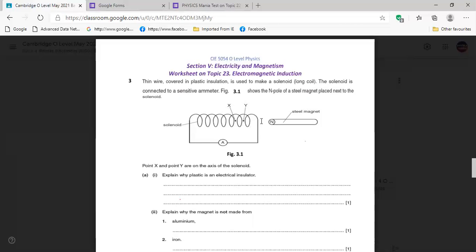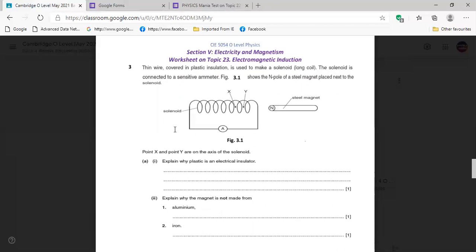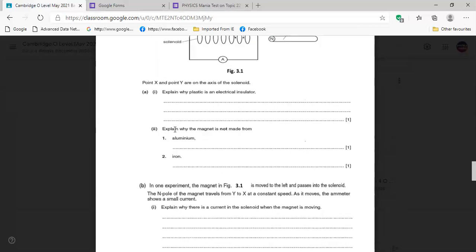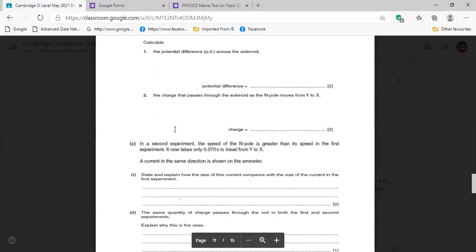Yes, sir. There are two more options. We are not discussing those now. We will discuss them later. Sir, so I can just simply write that the voltage increased, not the amount of current.